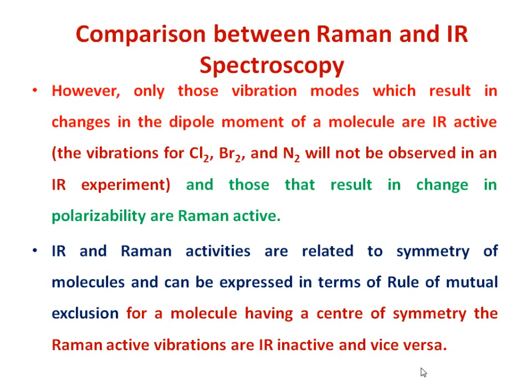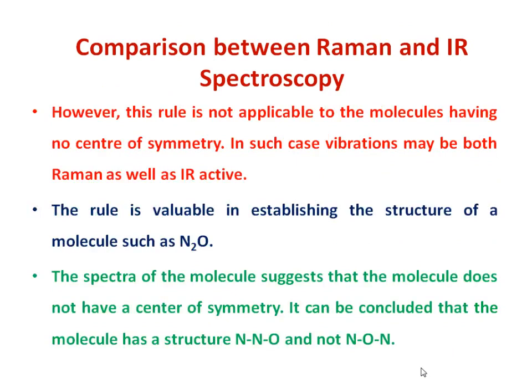IR and Raman activities are related to the symmetry of the molecule and can be expressed in terms of the rule of mutual exclusion, which states that for a molecule having a center of symmetry, the Raman active vibrations are IR inactive and IR active vibrations are Raman inactive. However, this rule is not applicable to molecules having no center of symmetry. In such a case, vibrations may be both Raman as well as IR active.